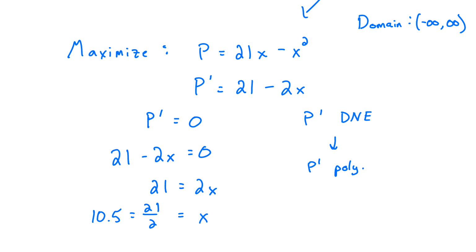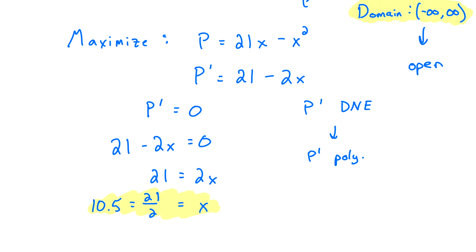So I have exactly one critical number, which is good, because I want to look at the domain of this function, and I want to think about, do we have an open interval or do we have a closed interval? In this case, we've got an open interval. Now, one of two things is going to happen. If we have an open interval, that means that we have to hope that we have a single critical number, which, hey, we do here. We ended up with x equals 10.5. I now need to, first of all, verify that this is, in fact, a maximum here. So I need to make sure that this is a maximum.